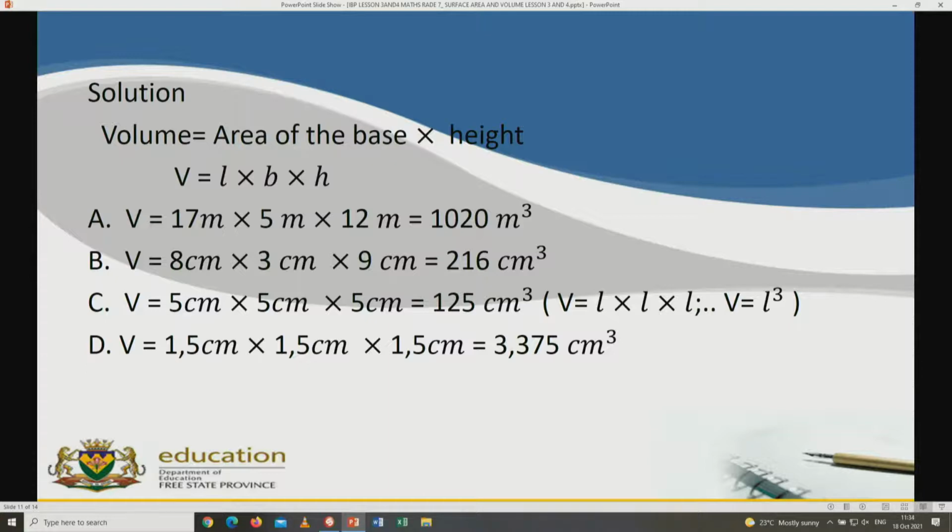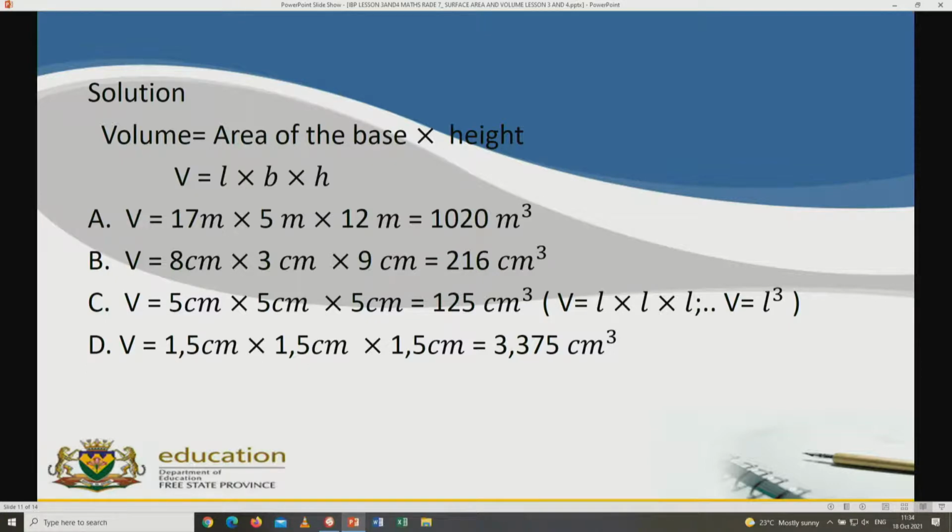And then the last two questions were focusing on cubes, and therefore of the dimensions 5, 5, 5, all the faces or the dimensions of each side was 5 centimeter. And therefore 5 times 5 times 5, that will be 125 cubic centimeters. And the last one, which was focusing now on decimals, it was 1,5 multiplied by 1,5, then multiplied by another 1,5. We said 1,5 times 1,5, it will be what? 2,25, because 15 times 15 is 225.